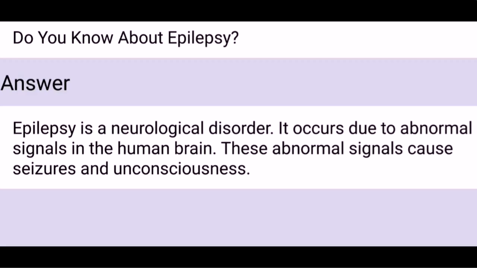Do you know about epilepsy? Epilepsy is a neurological disorder. It occurs due to abnormal signals in the human brain. These abnormal signals cause seizures and unconsciousness.